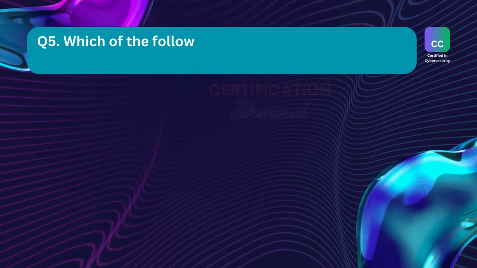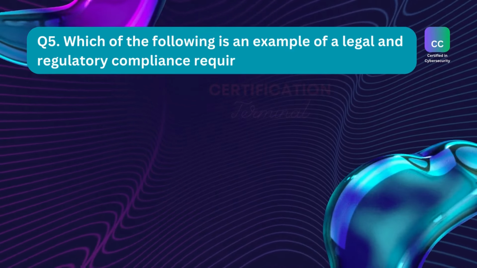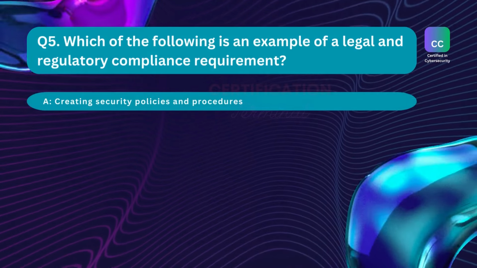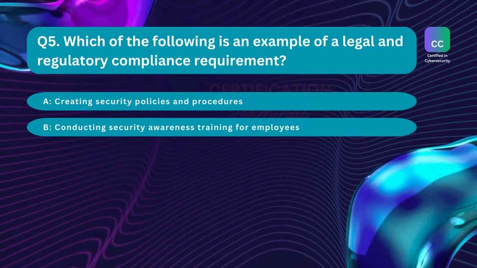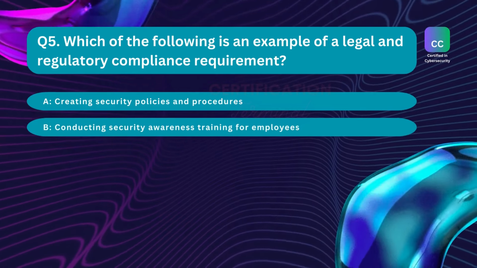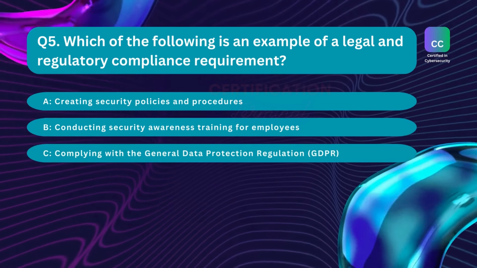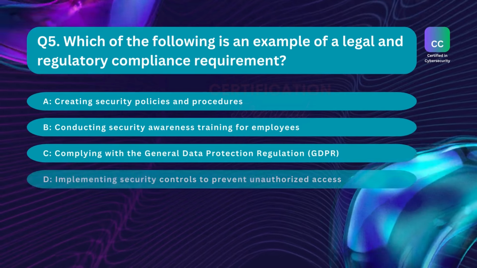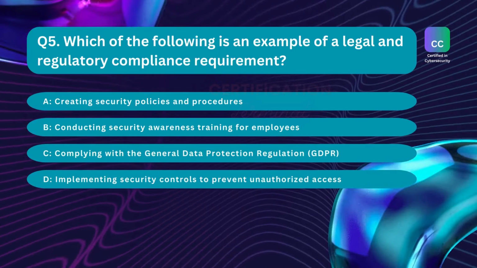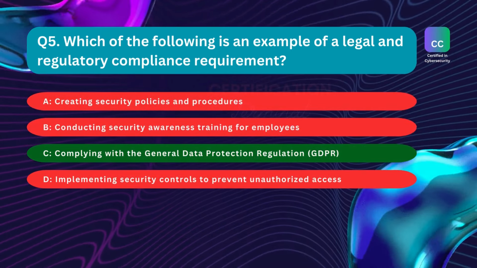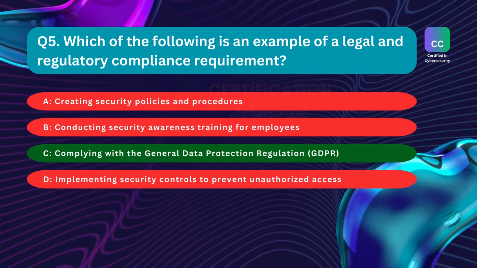Question number 5. Which of the following is an example of a legal and regulatory compliance requirement? Option A, creating security policies and procedures. Option B, conducting security awareness training for employees. Option C, complying with the General Data Protection Regulation, GDPR. Option D, implementing security controls to prevent unauthorized access. The correct answer is Option C. Complying with the General Data Protection Regulation, GDPR.